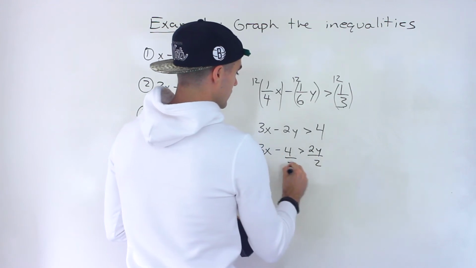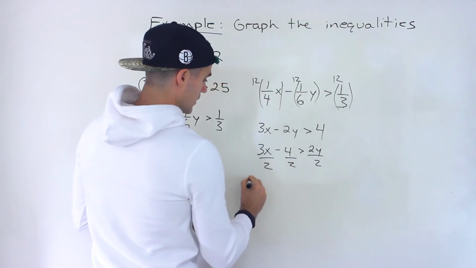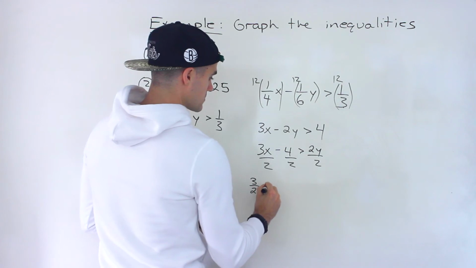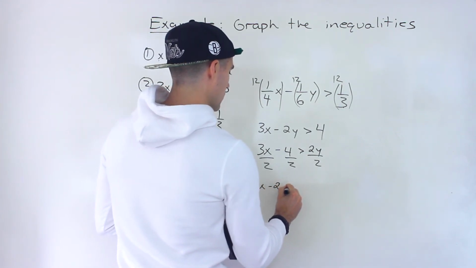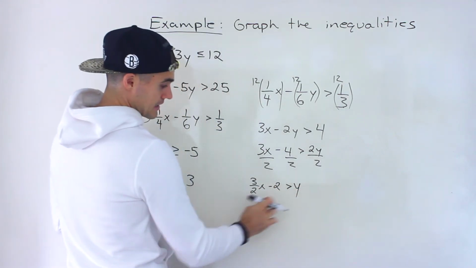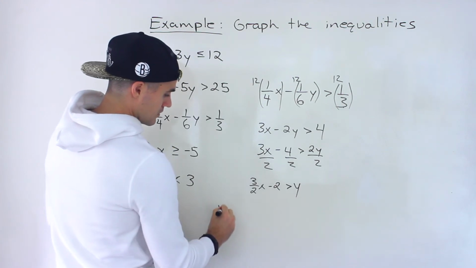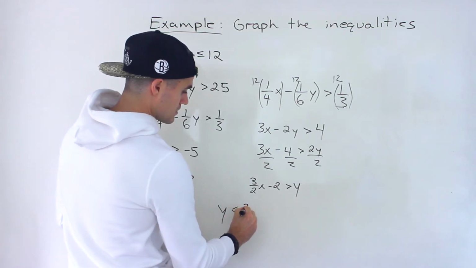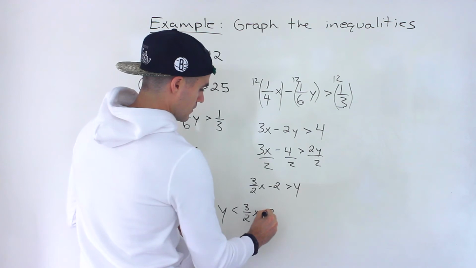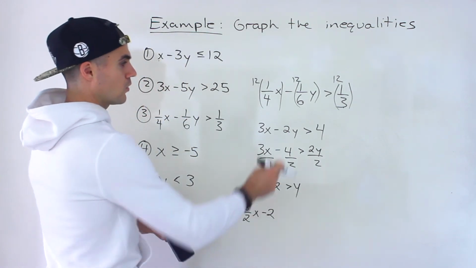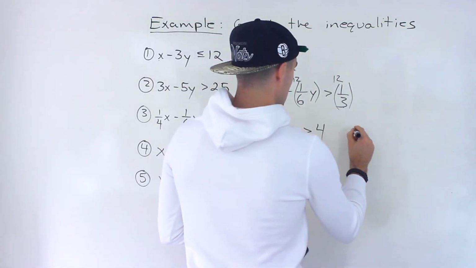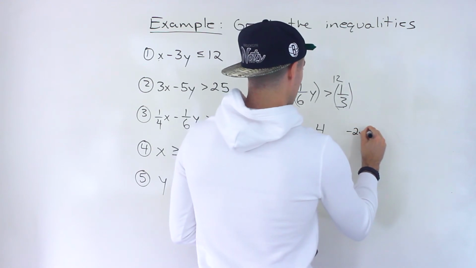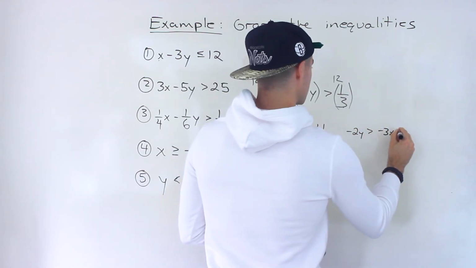Then you could just divide everything by 2, and you'd end up with 3 over 2 x minus 2. All the y values are less than that. So maybe writing it nicer, we end up with that. Or again, if you kept the y value on this side, you'd have negative 2y is greater than negative 3x plus 4.